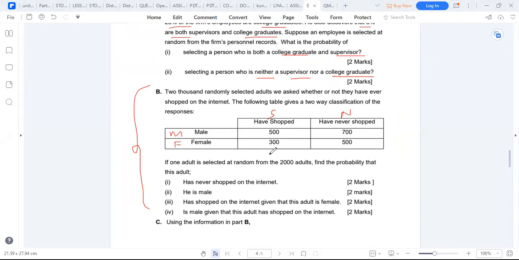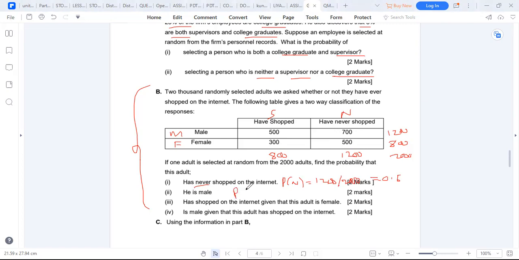So what's the total here? 800. What's the total here? 1,200. What's the total here? 1,200. What's the total here? 800. What's the total of totals? 2000. So what's the probability that they never shopped on the internet? What are they asking for? Probability of what? N. Who wants to tell us what's the probability of N? The total for N, 1200 over the total of totals, 2000, gives you 0.6.